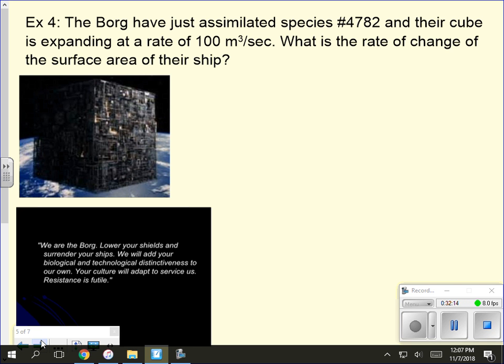The Borg have just assimilated species number 4782, and their cube is expanding at the rate of 100 cubic meters per second. What is the rate of change of the surface area of their ship? Borg, one of the best sci-fi villains ever. If you don't know, you should look them up and watch just a couple of clips.